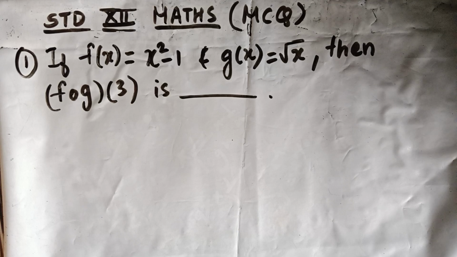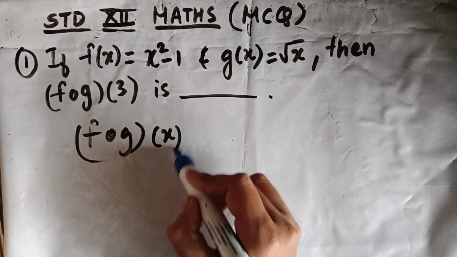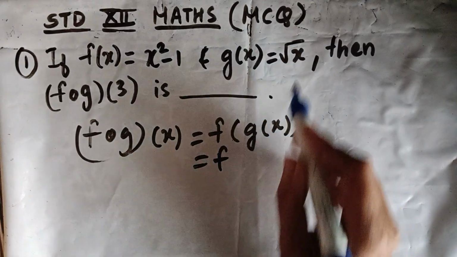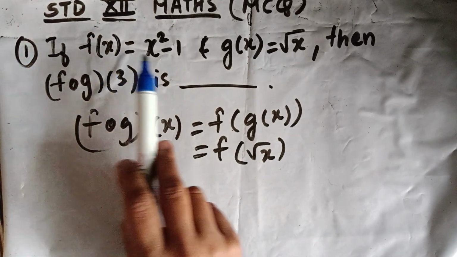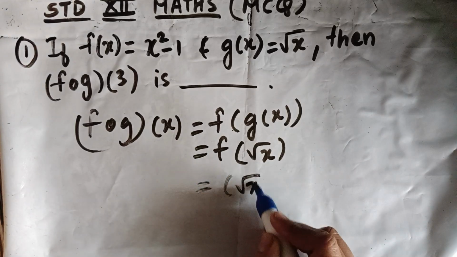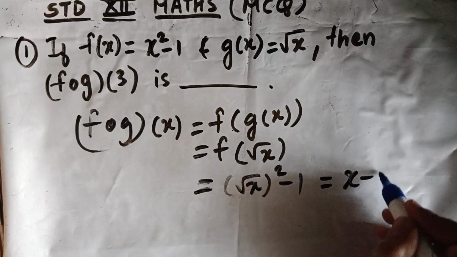If f of x is x square minus 1 and g of x is root of x, then f composite g of 3 is. Okay, so you have to find f composite g. So f composite g of x is f of g of x. Value of g of x is root x. Now in f of x, in place of x you have to put root x, square minus 1. Okay. So this is x minus 1.